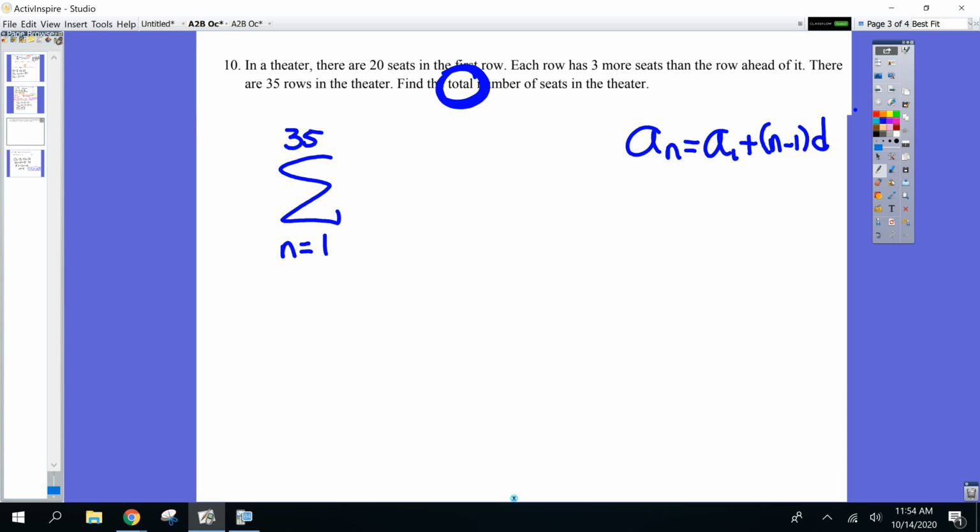Let me try this. What number is this? 10? Yep, and you guys want to keep going on that? You got 2,485 seats after you find the equation for the nth term and use the sigma.